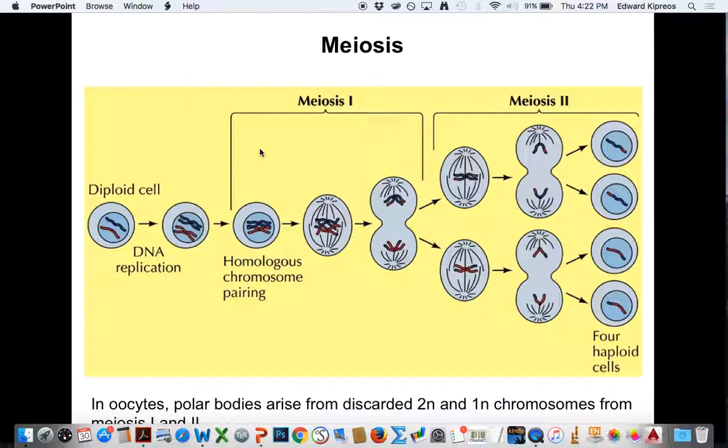Okay. So they're going to be looking at meiosis in the oocyte. Okay, just to remind you what's happening in meiosis. So the cell is 2N. It's going to replicate its DNA. It's called pre-meiotic S phase. So now it's 4N. Okay, what does this mean, 2N?